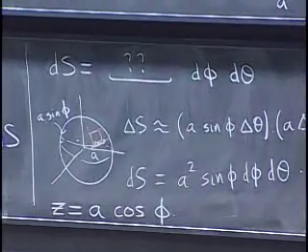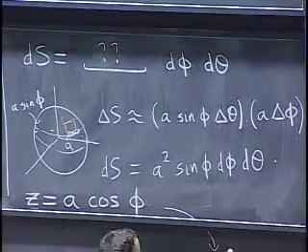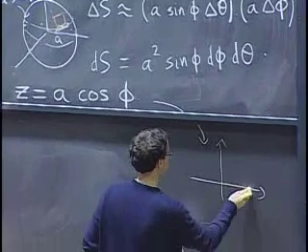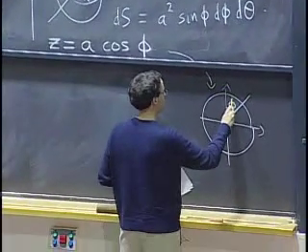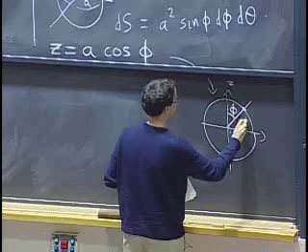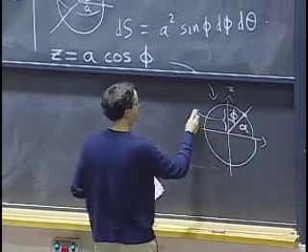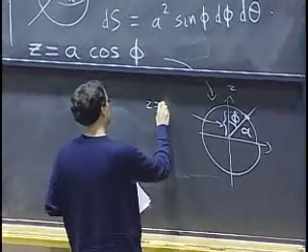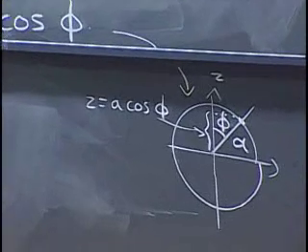In case you don't quite see it, let me draw a small diagram. You know that phi is the angle down from the positive z-axis. This distance is a, so this distance here is a cosine phi.